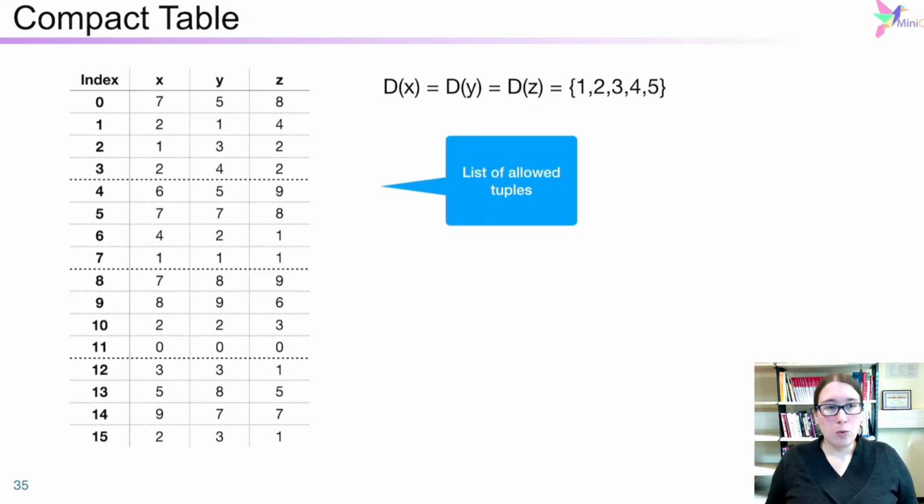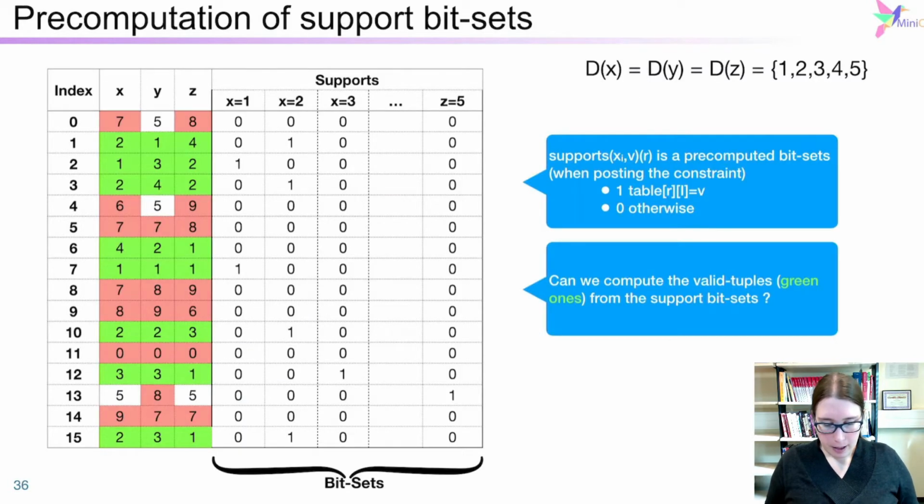So we have still the table, we have still the main, we have still valid tuples, we have still invalid tuples. That's still the same. But we are going to have pre-computed structures. And these pre-computed structures, they are called the supports. And they will gather in advance the tuples that are linked to a given value.